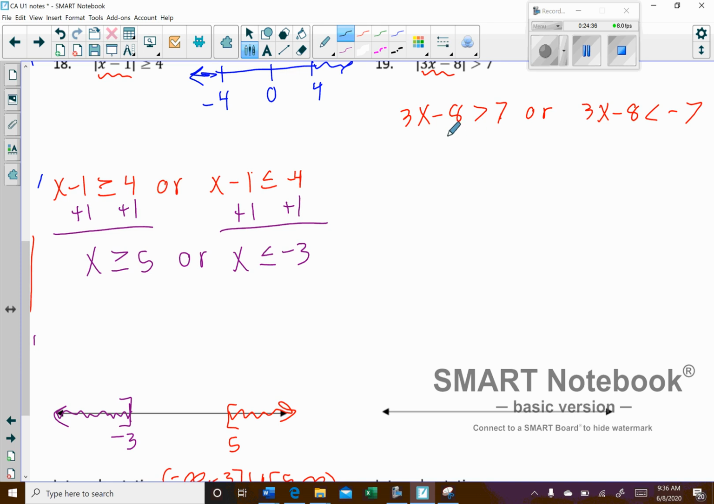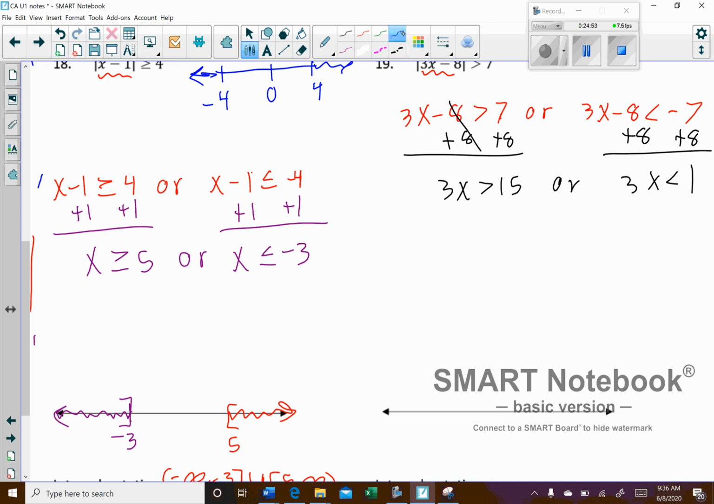Now we need to solve each one of these. We'll add 8, so 3x is greater than 15. Or, over here, we'll add 8: 3x is less than 1. Then we'll divide by 3. I get x is greater than 5, or, over here, we'll divide by 3: x is less than 1/3.